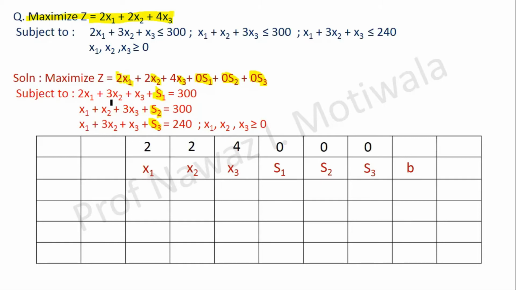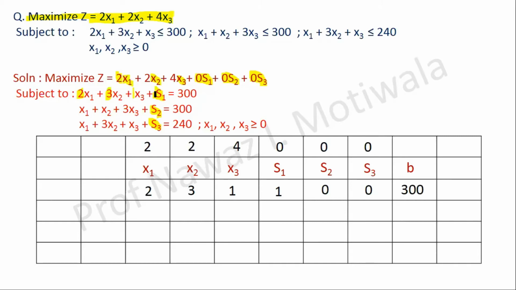Then next we have to write the equations. In the equation, what is with x1? It is 2, then 3, then there is nothing with x3, which means 1. Then with s1 there is 1. So I will write the same here: 2, 3, 1, 1. And s2 and s3 are not appearing in equation 1, hence it will be 0, 0, and b is 300.